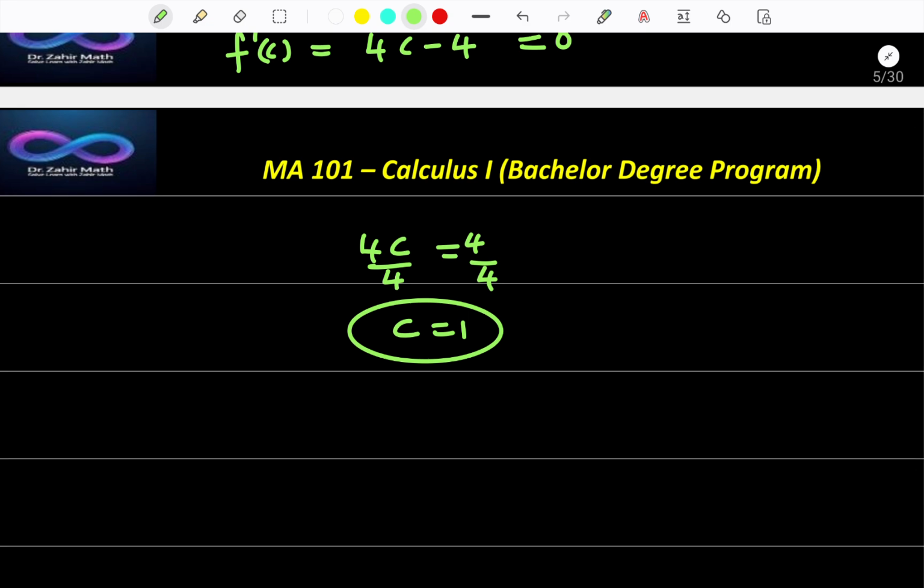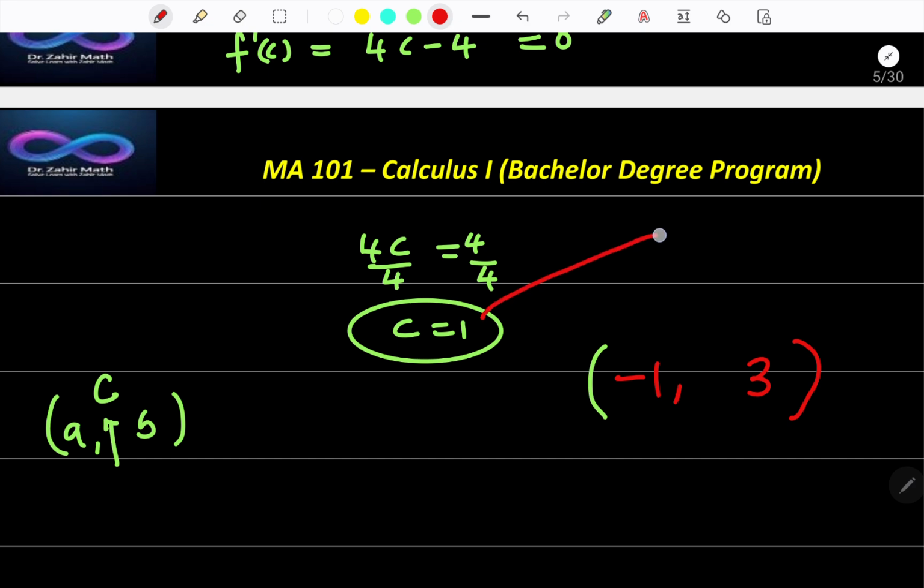What does the theorem say? There exists a number c in the open interval a comma b. So what is the open interval in this question? It is minus 1 comma 3. Where is your c? Exactly in between. If I draw a line, this is minus 1 and this is 3. Where is 1? 1 is here. So there exists a number c in the open interval a comma b such that f dash of c is equal to 0. Got it?